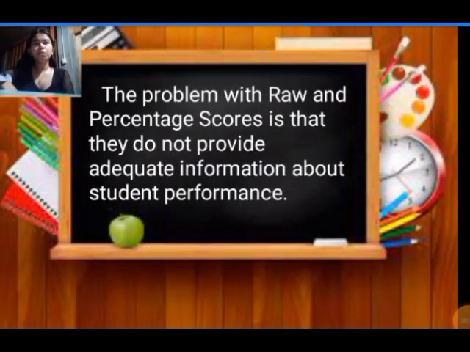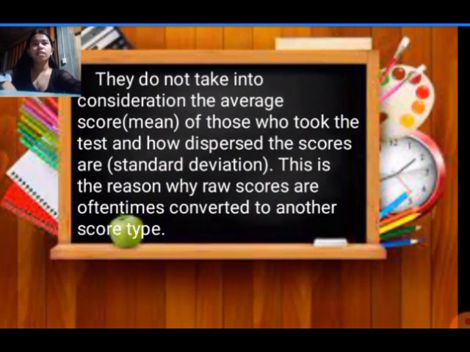The problem with raw and percentage scores is that they do not provide adequate information about student performance. They do not take into consideration the average score or mean of those who took the test and how dispersed the scores are, or the standard deviation. This is the reason why raw scores are oftentimes converted to another score type.